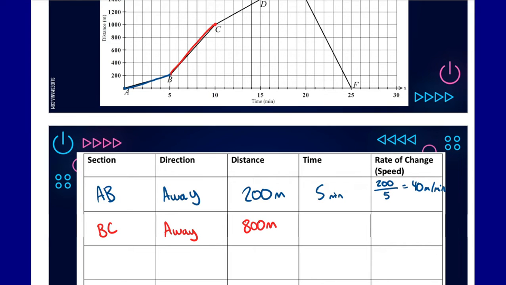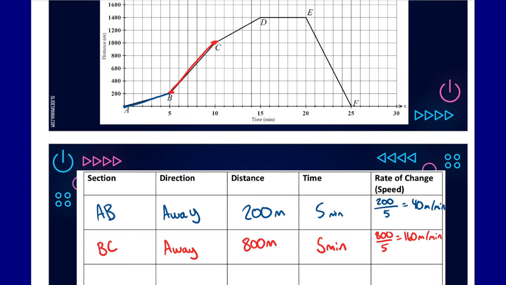because section C starts at 200 meters. So it starts at this level and ends here. So you've traveled 800 meters in 5 minutes. To calculate the speed, 800 divided by 5, we get 160 meters per minute. So he's really sprinting. CD, the next segment, will make sense that he's slowing down.